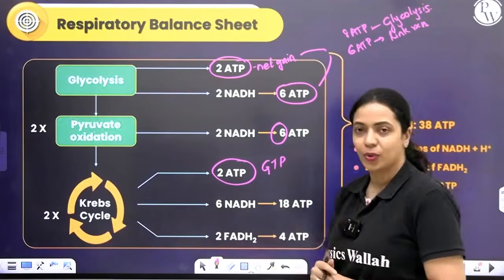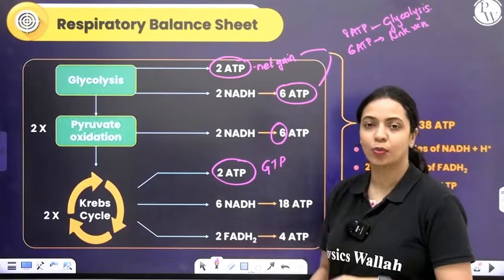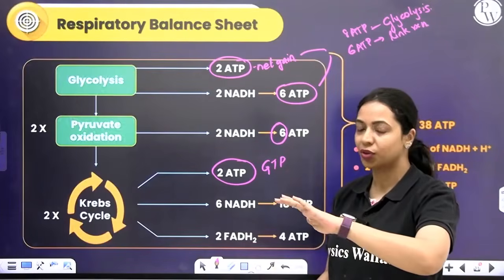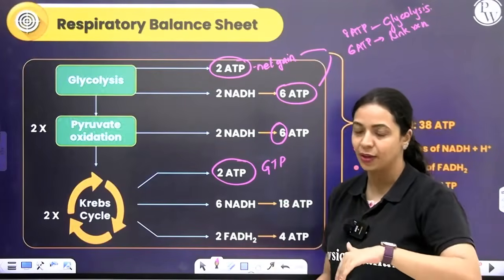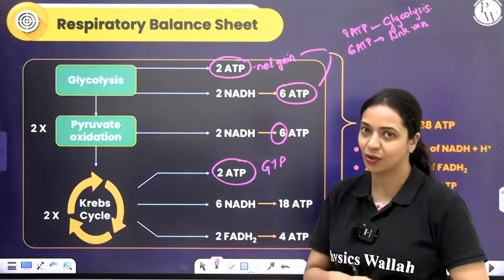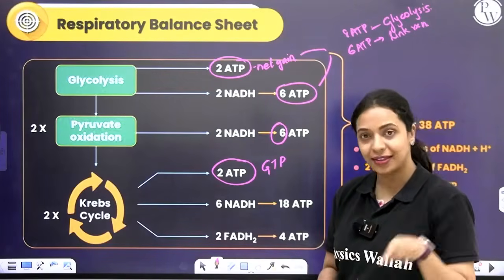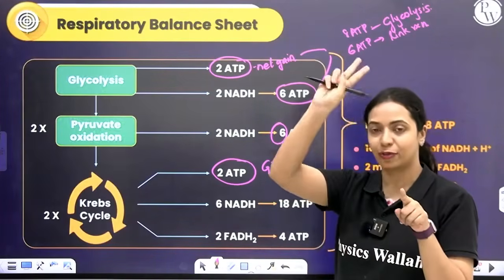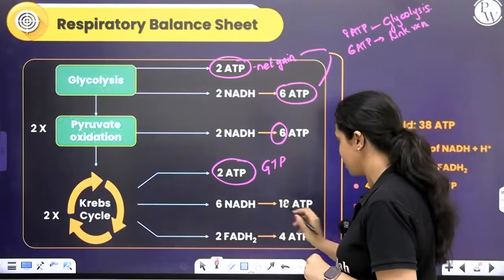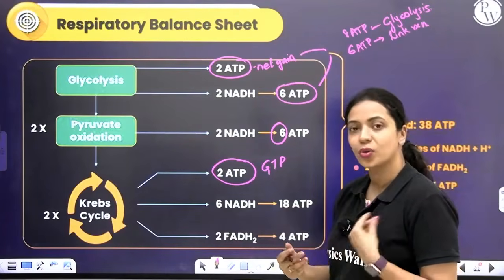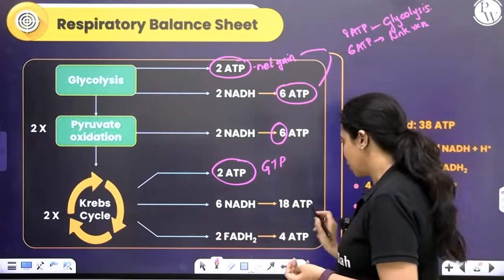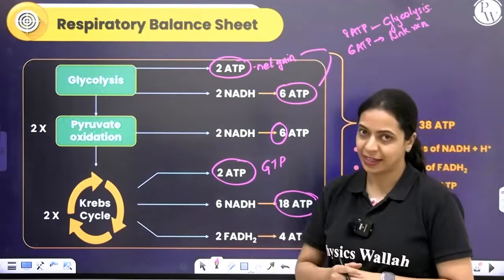6 NADH you get in 3 different steps. One is during formation of alpha ketoglutaric acid, one is during the formation of succinyl-CoA, one is during the regeneration of oxaloacetic acid. So you get 3 per acetyl-CoA. Since we'll have 2 of them, we'll get a total of 6 NADH. Each NADH is equivalent to 3 ATP, so you get a total of 18 ATP from NADH.